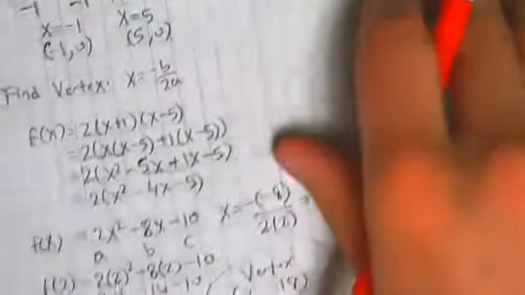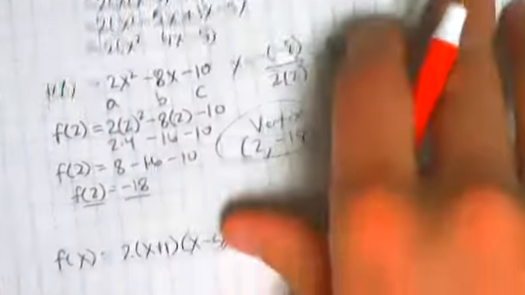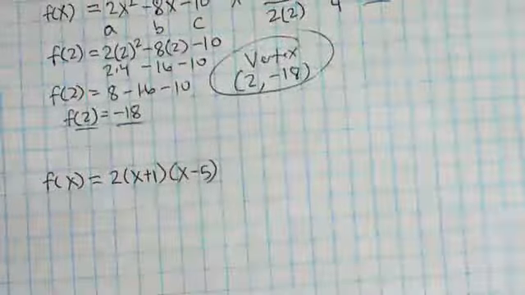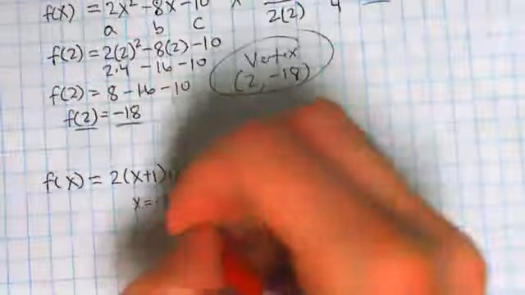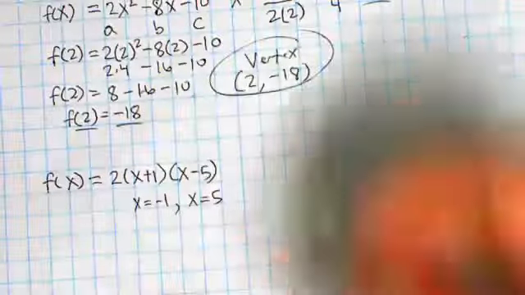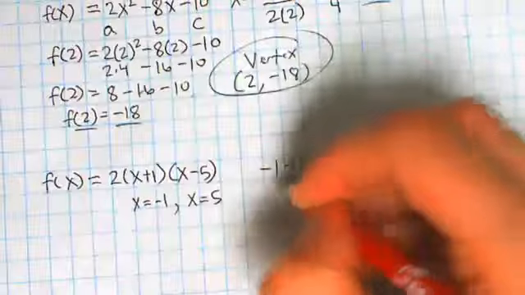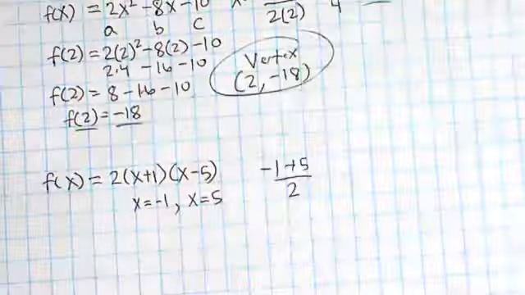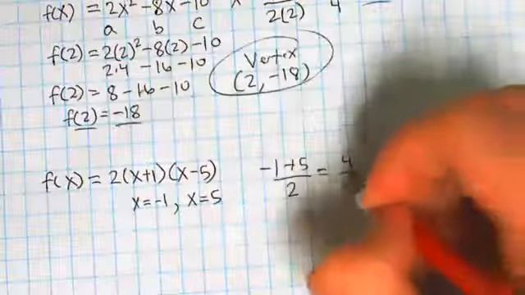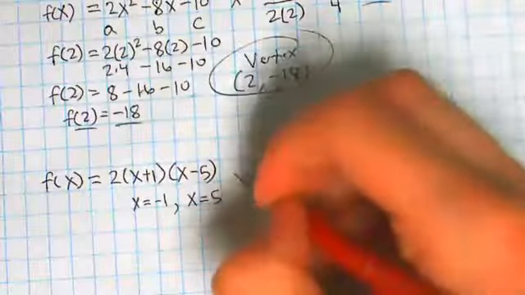And what this means is that, speaking accurately, the x value of the vertex is just the average of the zeros. So earlier we discovered our zeros were at x equals -1 and x equals 5. Our average of those two is -1 plus 5 divided by the number of terms, which is 2, aka 4 divided by 2, x equals 2.